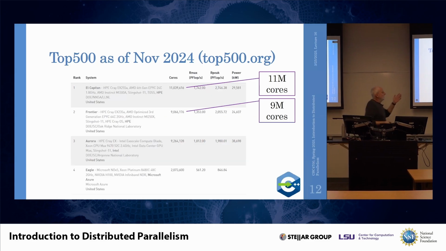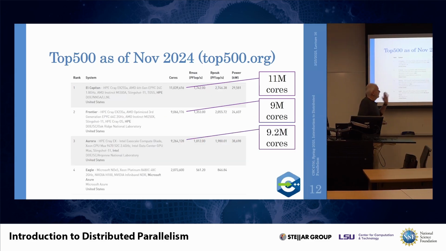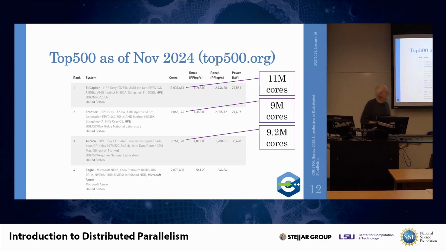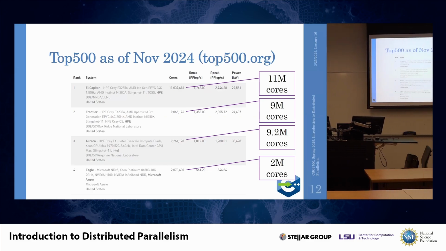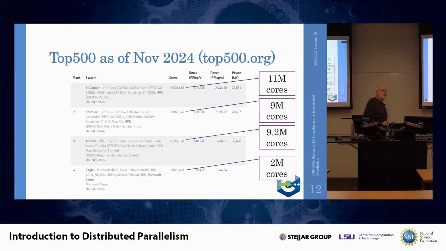The second one, about 9 million cores. The third one, Aurora, about 9 million cores. And the fourth one, about 2 million cores. So how do we program these things?